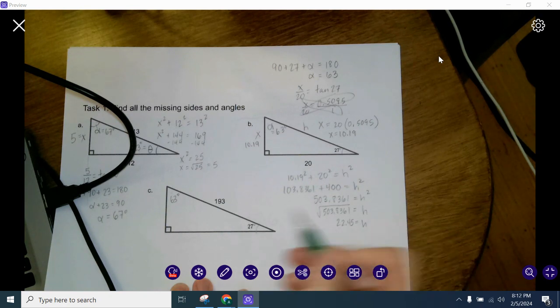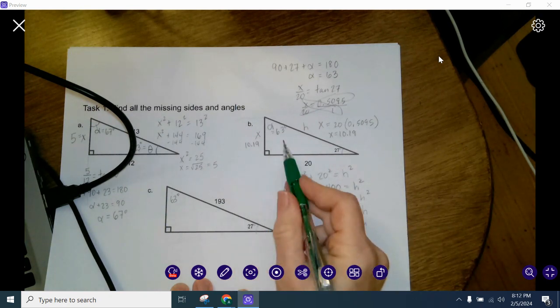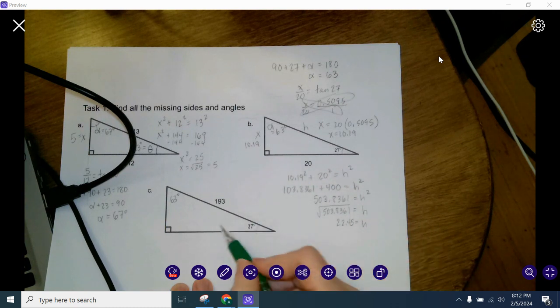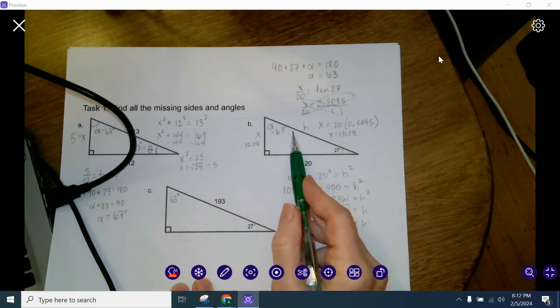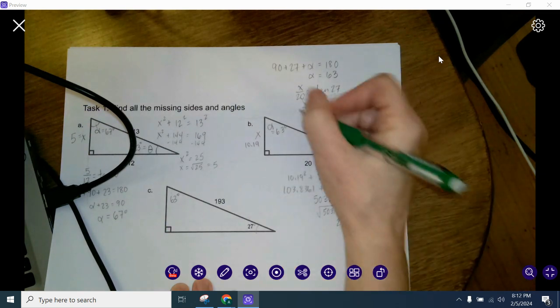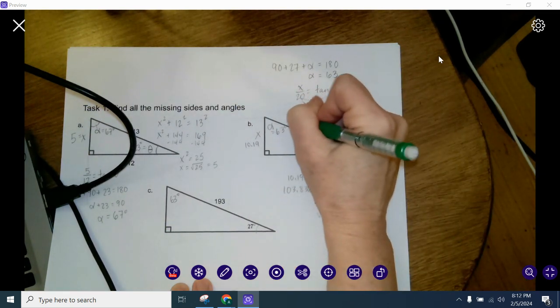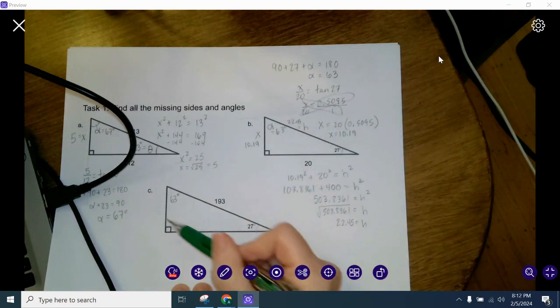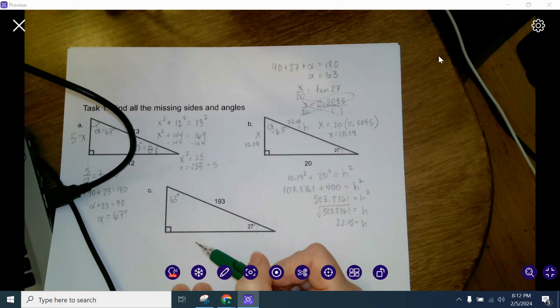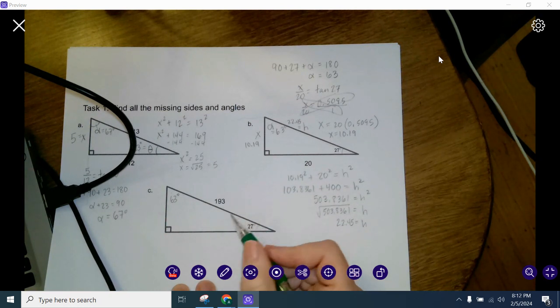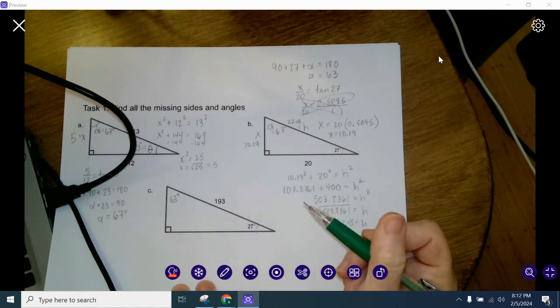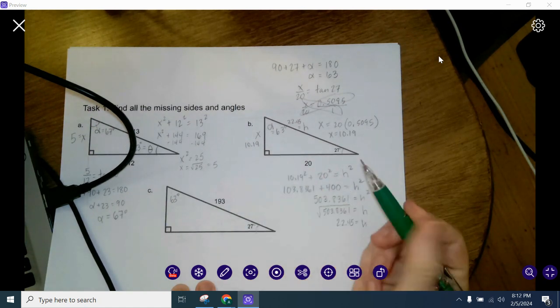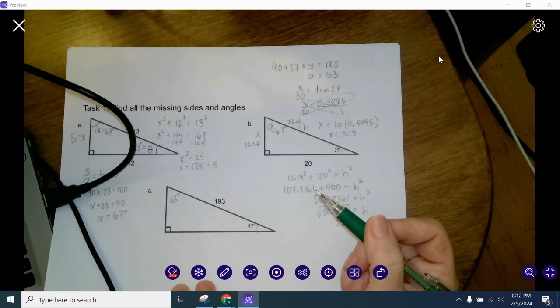Wait a minute. These two triangles are similar to each other. So this one, my hypotenuse is 193. This one, my hypotenuse was 22.45. So since I don't have either one of these legs, I can't use the tangent ratio. So I'm thinking maybe what I can do is use the fact that these are similar triangles, and let's figure out what my scale factor is.